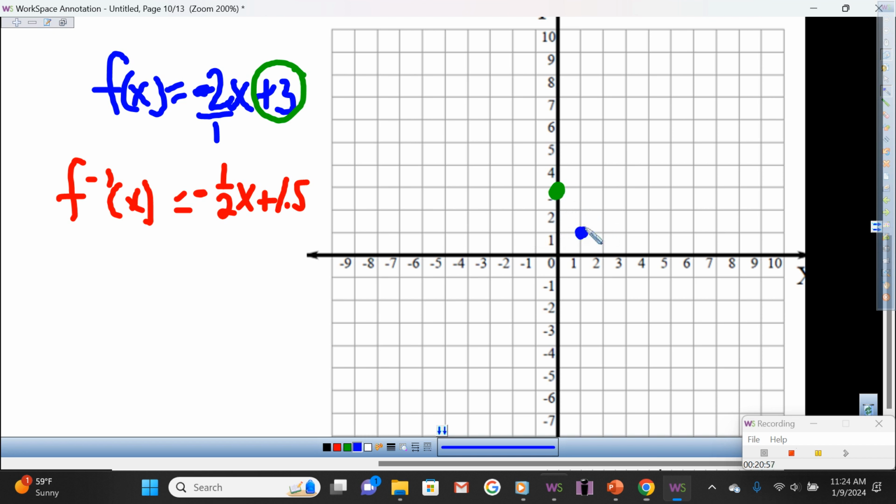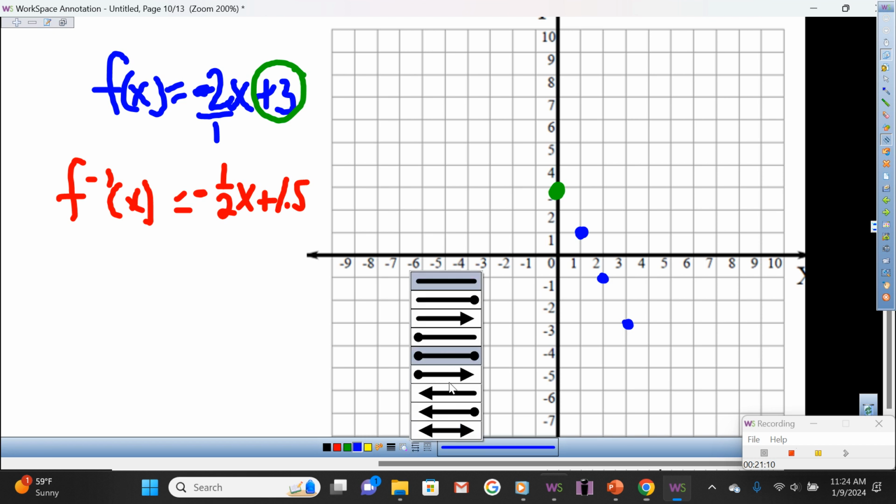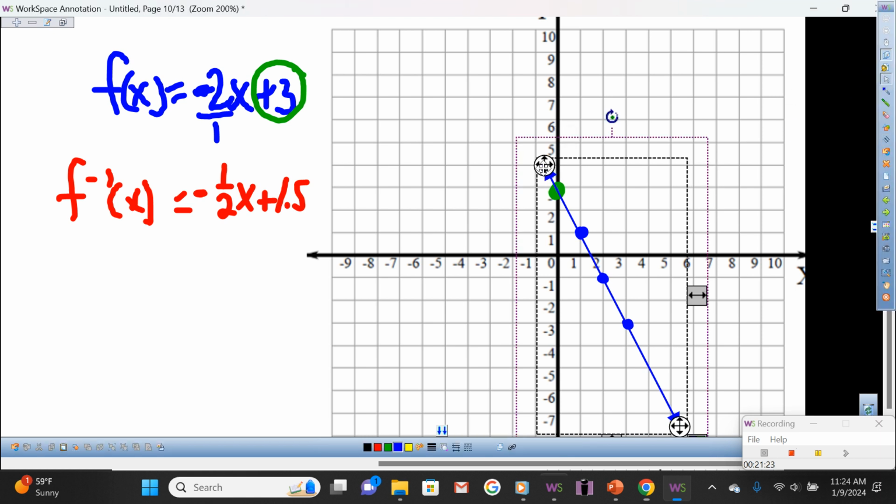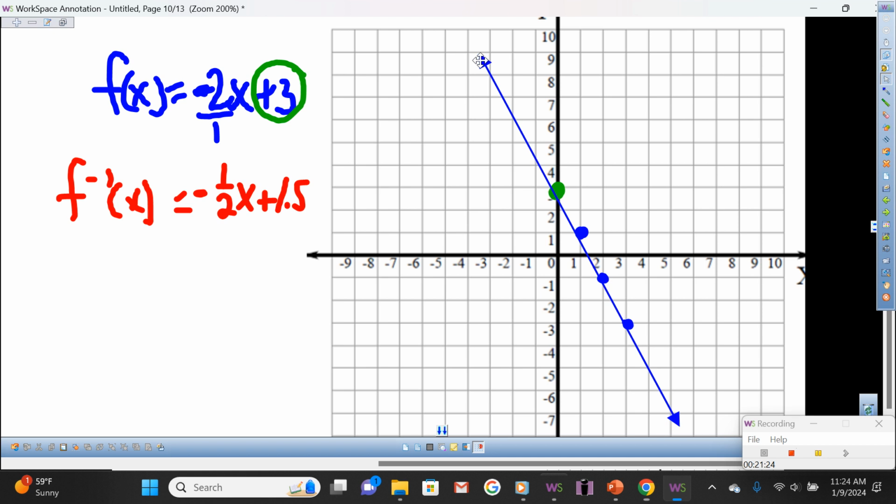Plot your point. Do it again: 2 steps down, 1 to the right. Plot your point. Do it again: 2 steps down, 1 to the right. Plot your point. Graph your line. Make sure you're using a pencil or a pen so your line is straight, and extend it as much as you can. Like so.